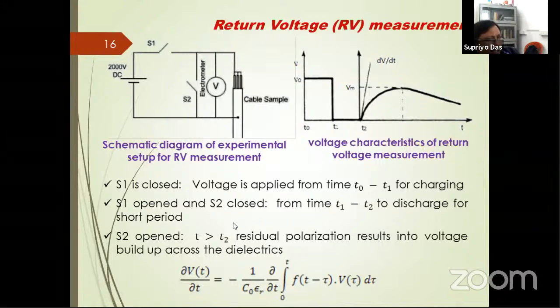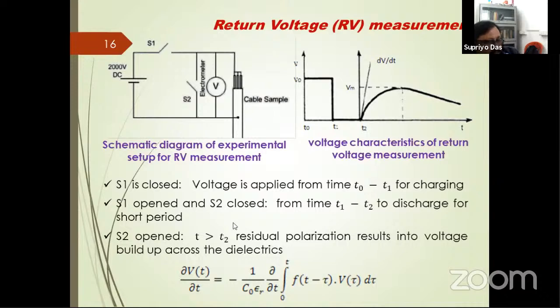And then we open the switch S2. This is during T2. Whatever residual polarization is present in the dielectric, that has built up across the dielectric, we get it in the form of voltage characteristics. If we look into the voltage characteristics of the return voltage measurement, we initially charge the sample for a certain duration, then we short circuit the sample for a very short duration and measure the recovery voltage across the insulation. We get a characteristic: it rises and then decays.